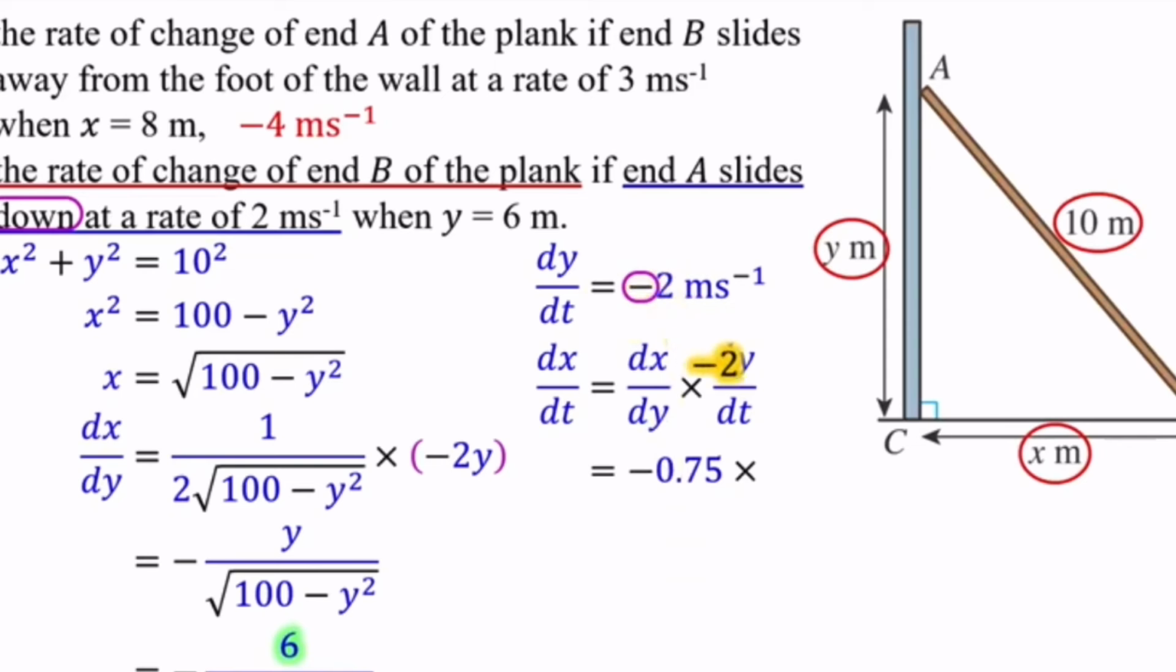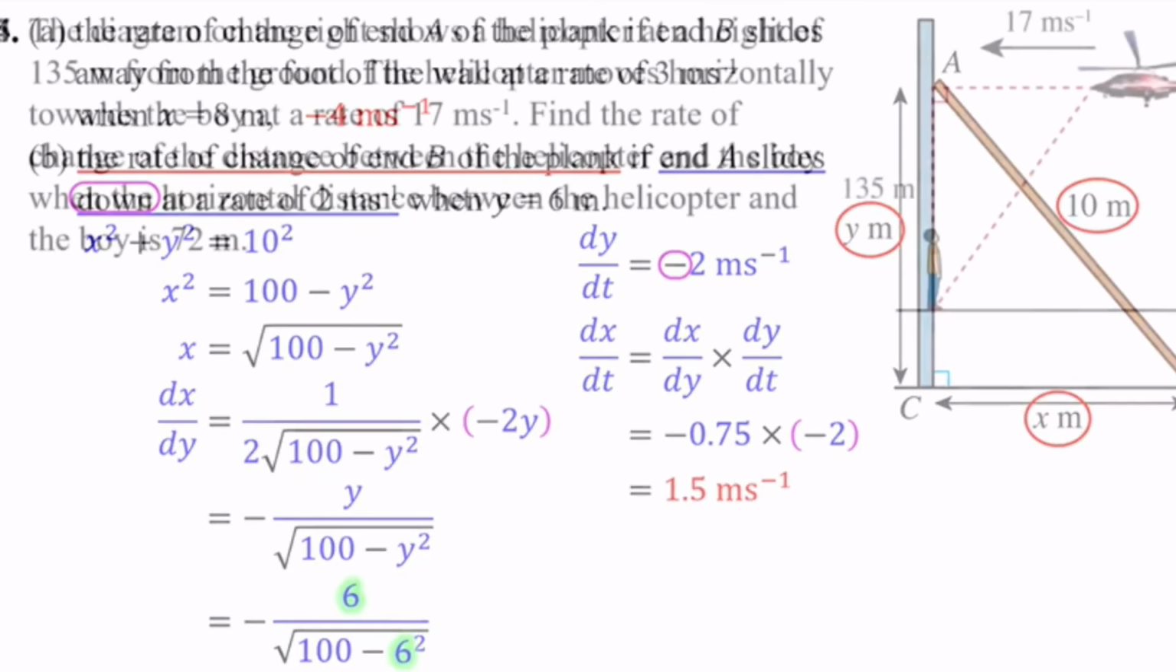Logically, it makes sense because x is increasing with time, right? The rate is positive. The x will obviously increase when y decreases. So the answer is x increases by 1.5 meters per second. Alright, so that is how we solve the rate of change by using the chain rule.